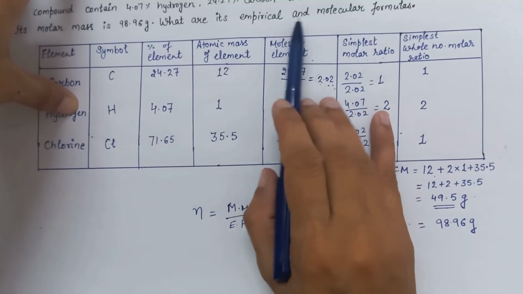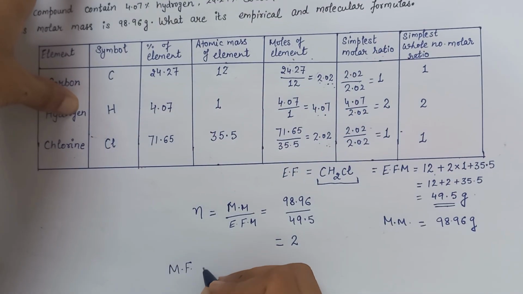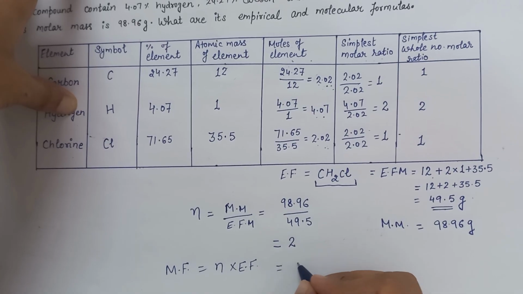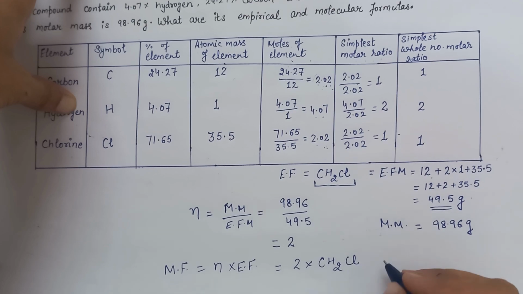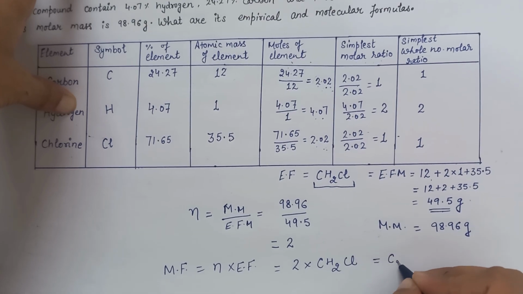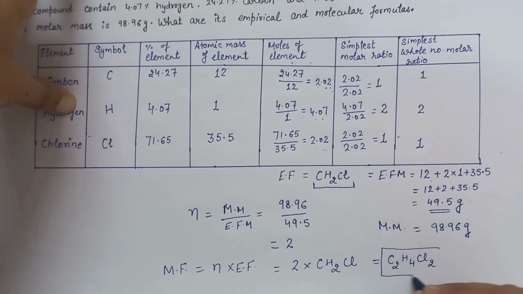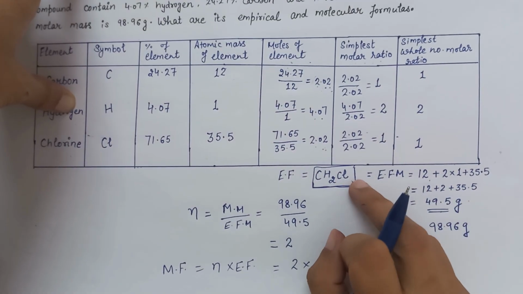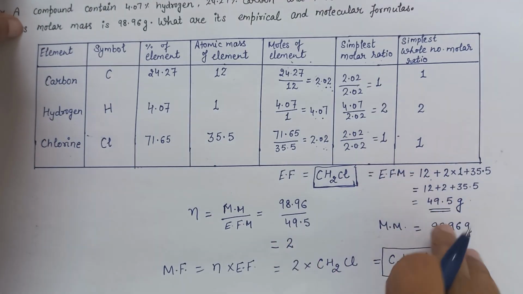So we have also calculated the molecular formula of this compound, and we know that the molecular formula is equal to n times the empirical formula of the compound. So therefore we have 2, and the empirical formula is CH2Cl. So therefore it will become C2H4Cl2. So this is the molecular formula of this compound, and this is the empirical formula of the given compound whose percentage composition of elements we have been given.